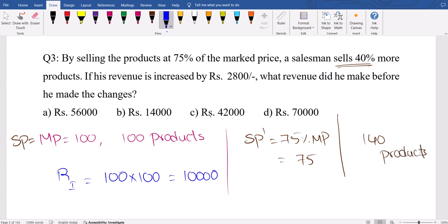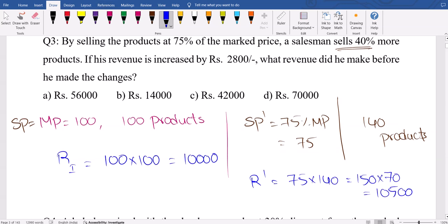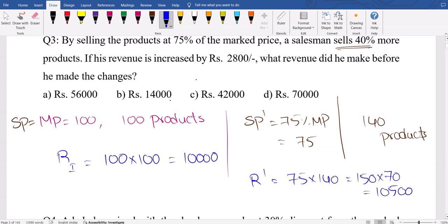Now what is the new revenue here? 75 into 140, which is 150 into 70, which is 10,500, sorry, 10,500. Now this is final revenue, initial revenue. The difference is 500 only, but in the question the difference is given as 2,800. So we need to modify.